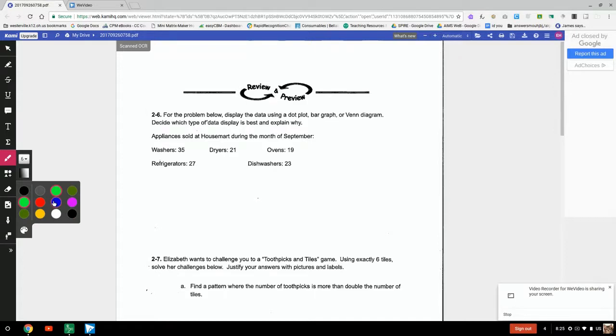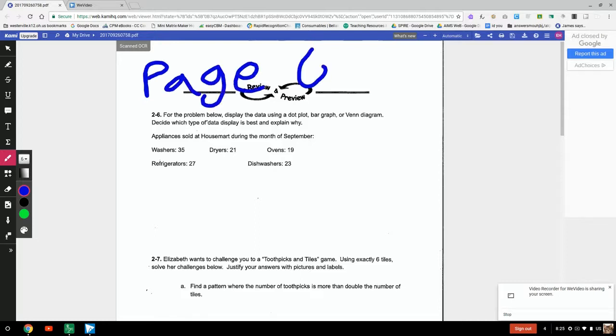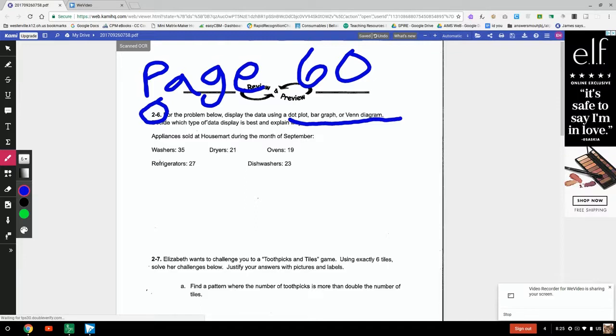Quick, pretty easy homework overview. Just looking at the first question. If you're having trouble, I would look at page 60 in your book. They have the definitions for the three: dot plots, bar graph, and Venn diagram. If not, if you have your journal, look in your journal, those notes we gave you on Monday. There's a page about the three in there. So again, just pick which one would be the best.